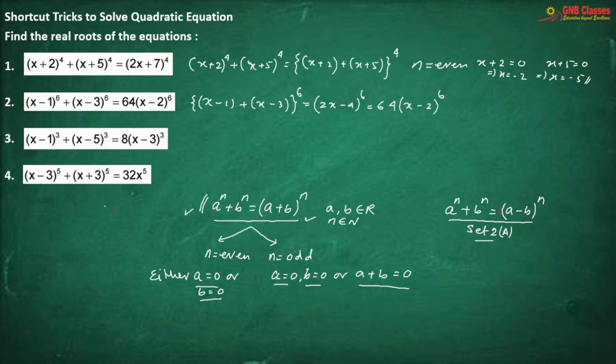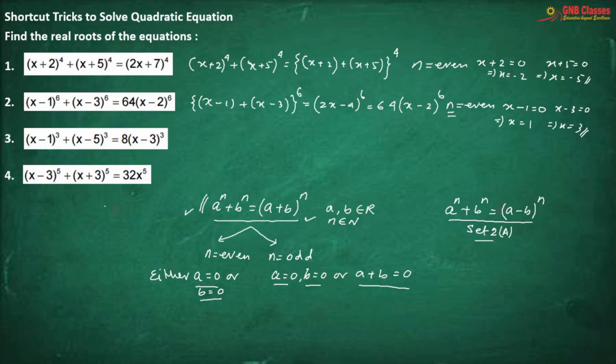So now we observe that here again n is even. Since n is even, therefore your solution will be a equals 0, that is x minus 1 equals 0 in this case, which implies x is 1, or x minus 3 equals 0, which implies x equals 3, right? Therefore my solution for this equation will be x equals 1 or x equals 3, right? Now see the third problem.